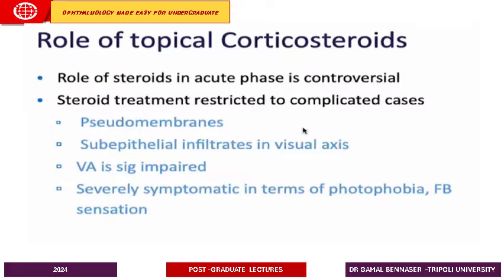As I said, the role of steroids, especially in the acute phase, is controversial. However, there are certain proven indications for the use of steroids in restricted cases in which there is some complication. For example, the presence of pseudomembranes necessitates the use of topical steroids. Also, the presence of subepithelial infiltrate, especially involving the visual axis with marked diminution of visual acuity. Preferably, we use low-potent steroids. Also, in severe symptomatic cases like photophobia and foreign body sensation. These are the only indications for steroids. However, in simple, straightforward cases, better not to use steroids.